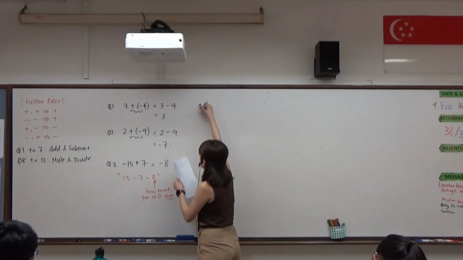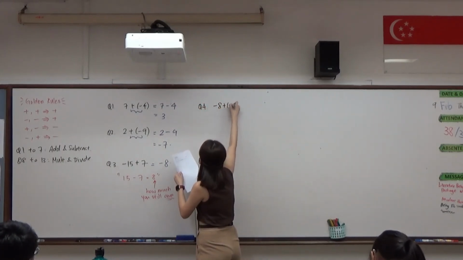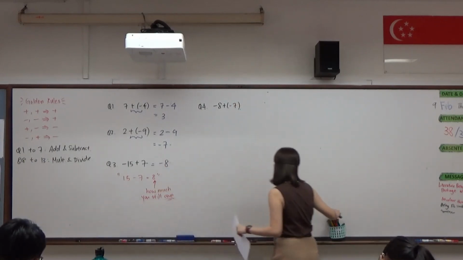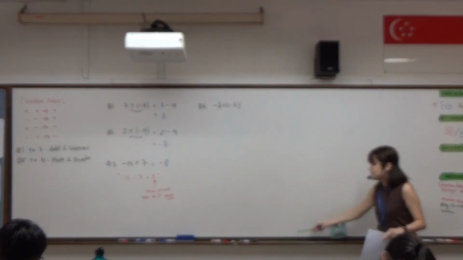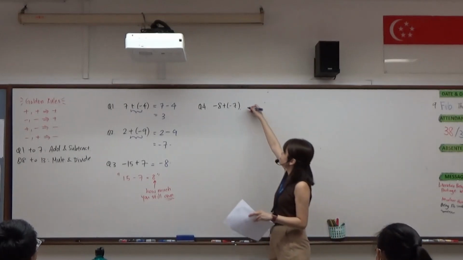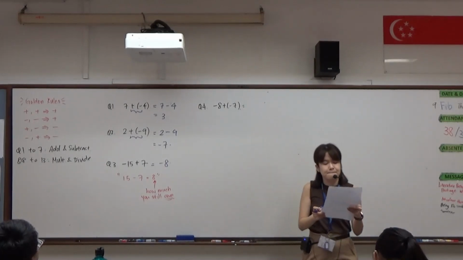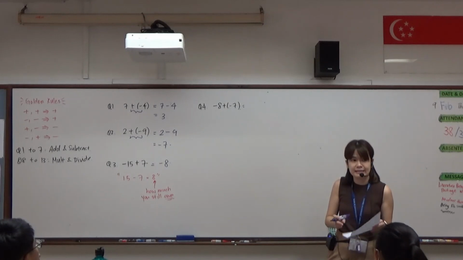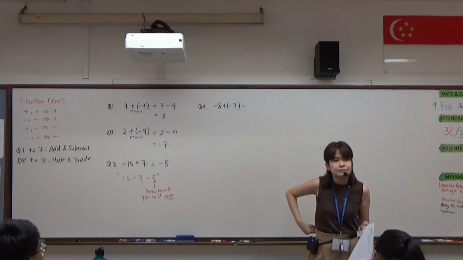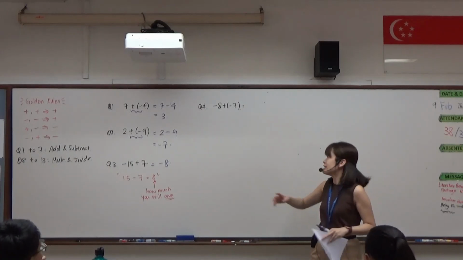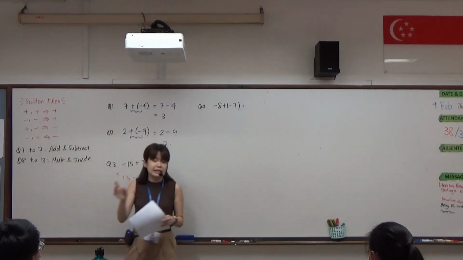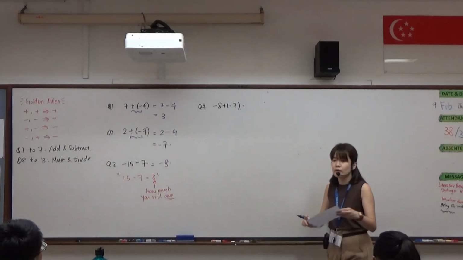Next, question 4. Negative 8 plus negative 7. So what would our next step actually be? How do I simplify? What is the working supposed to be? 8 plus 7. Why do you say 8 plus 7? So you think that there is negative 8 and negative 7, so negative become positive, is it? That is not the correct idea. I'm glad you raised that up.